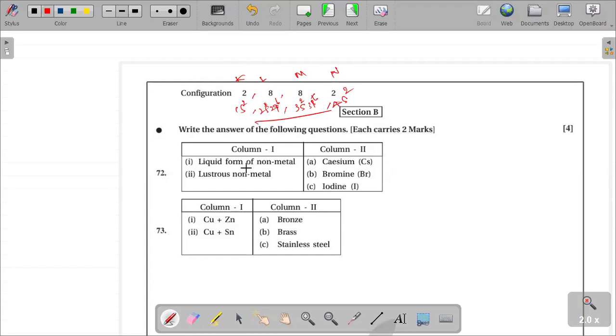Okay, next, liquid form of non-metal. Which is the liquid form of non-metal? Bromine. Next, lustrous non-metal, iodine. Next, copper with zinc, brass. And then bronze, copper with tin.